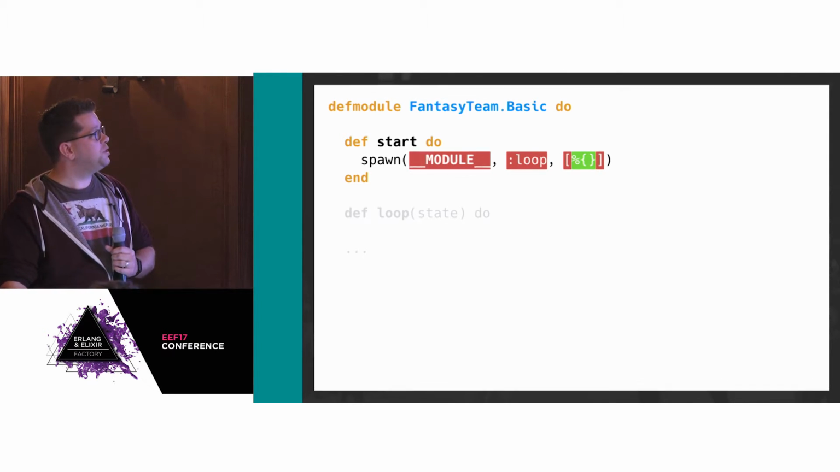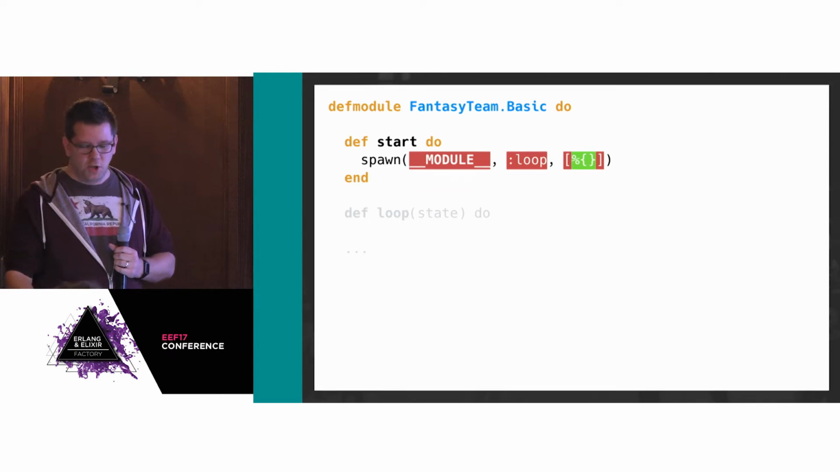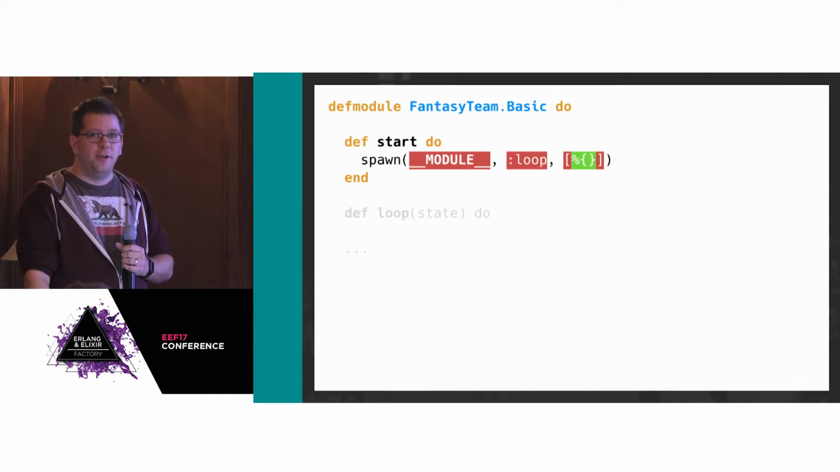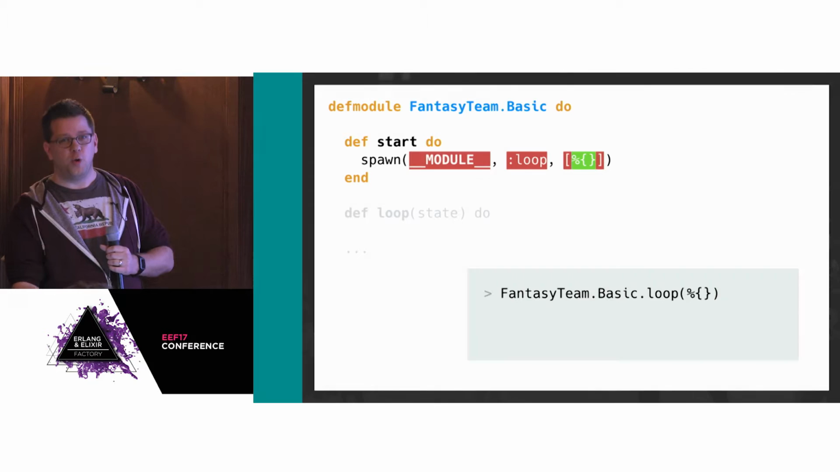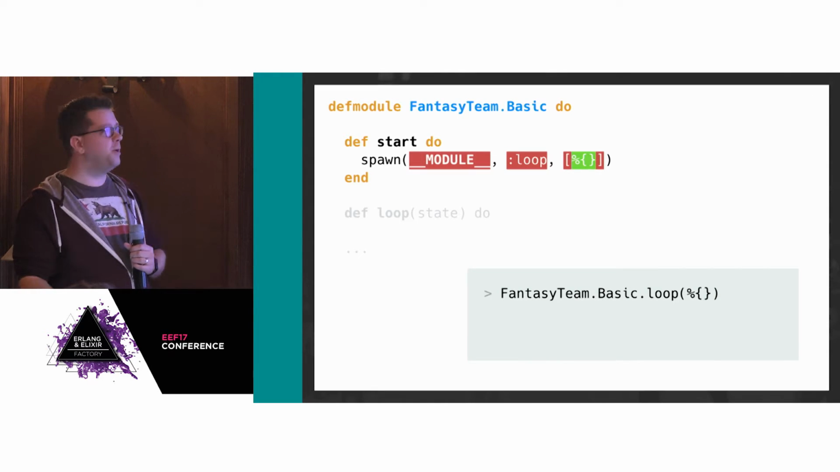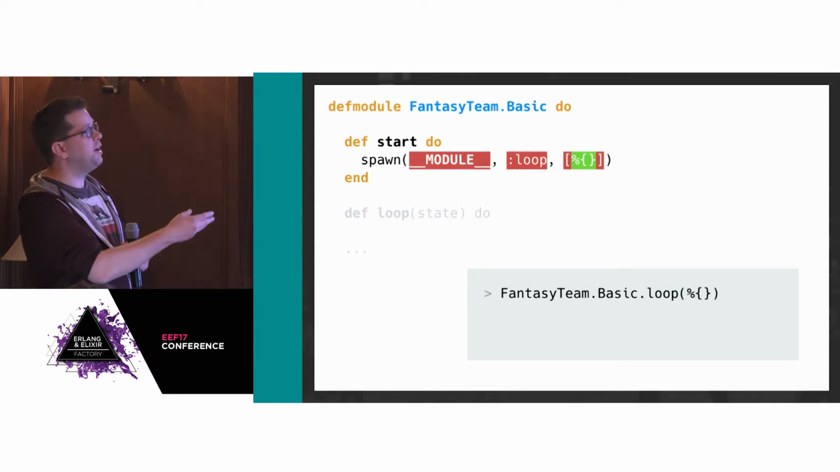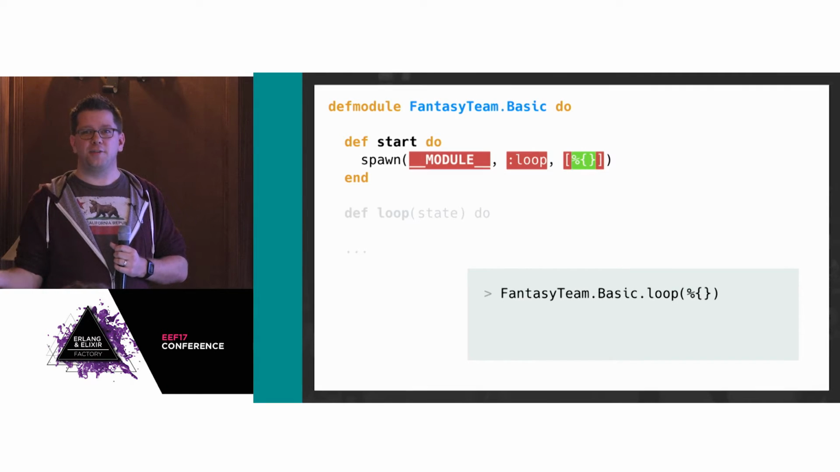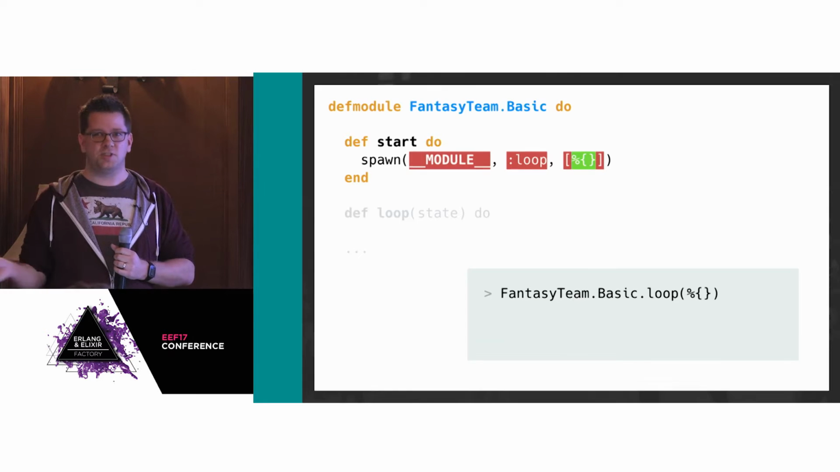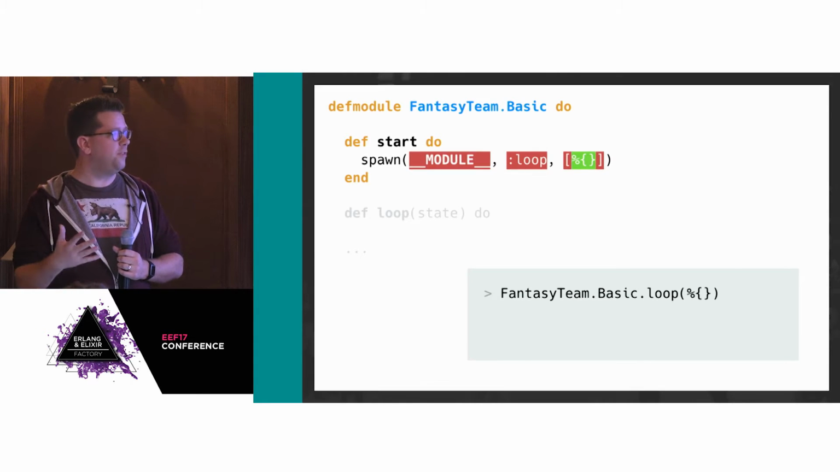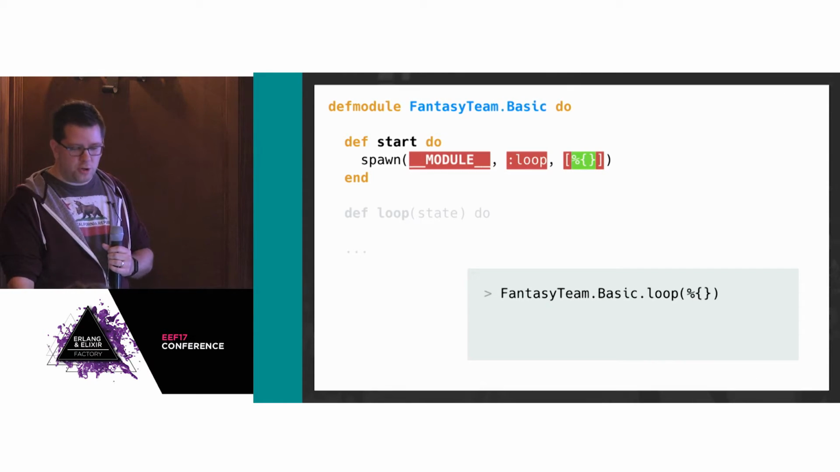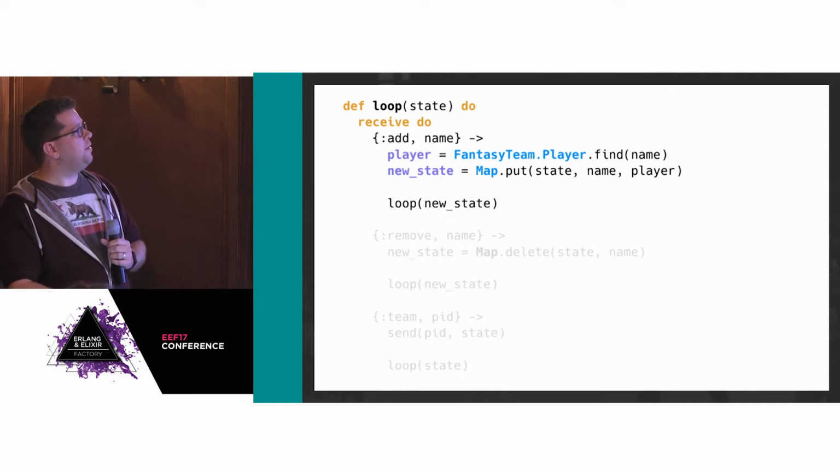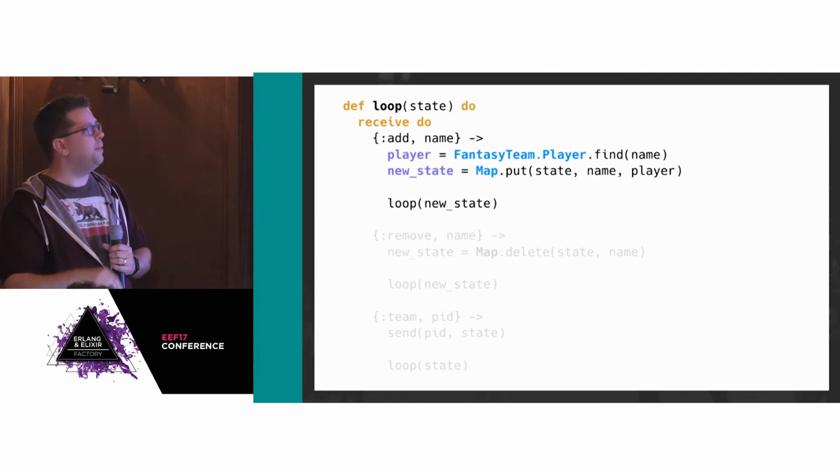And so basically what we're doing is we're spawning up the process, and we're saying, hey, take that module and that function and these arguments, and then run that. So when the process starts up, it's going to run basically FantasyTeam.Basic.loop with an empty map as an argument. And that's our starting state, because our team to start with, there's no players. It's just an empty map, ready to receive data. So now we'll go down and check out that loop function we're telling it to run. So we've got loop(state). So at the beginning, state is just the empty map. And then we have this receive do block.